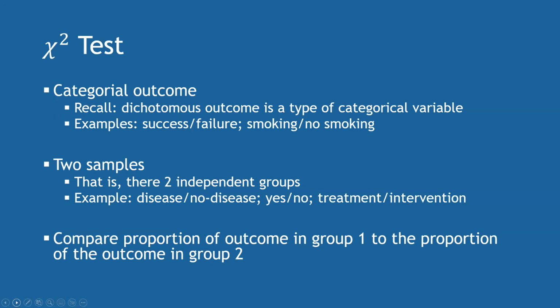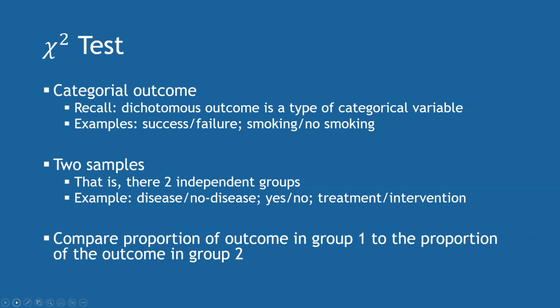So some examples of dichotomous outcomes would be either, say, success or failure. Somebody could be a smoker or a non-smoker. They could have a disease or not have a disease. These are all examples of dichotomous outcomes.